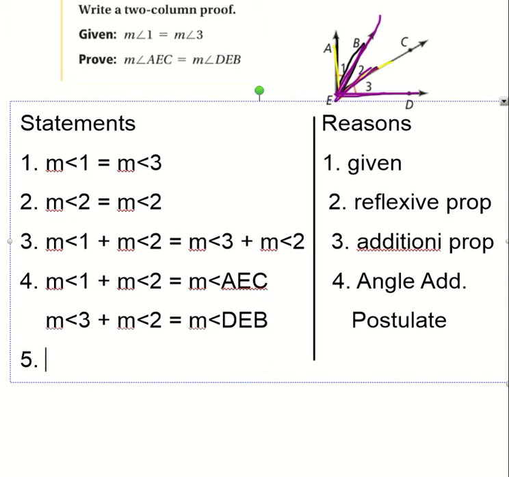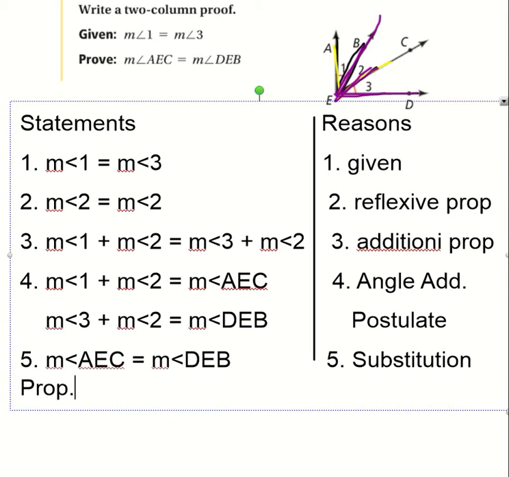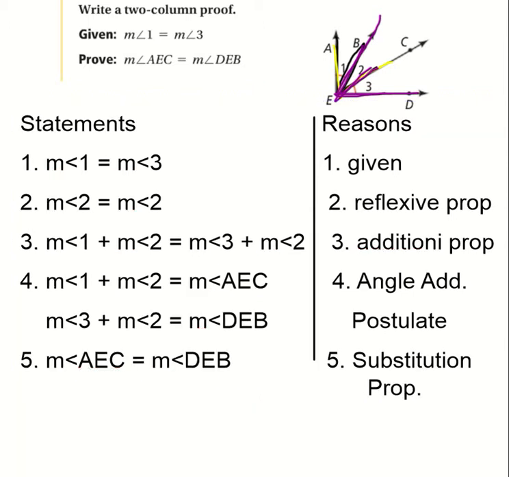So we can say, well, if the measure of angle 1 and the measure of angle 2 is angle AEC, we can replace that. And the same goes for measure of angle 3 and measure of angle 2 for DEB. So now we can say that the measure of angle AEC equals the measure of angle DEB by the substitution property. And there we have our very first 2-column proof.